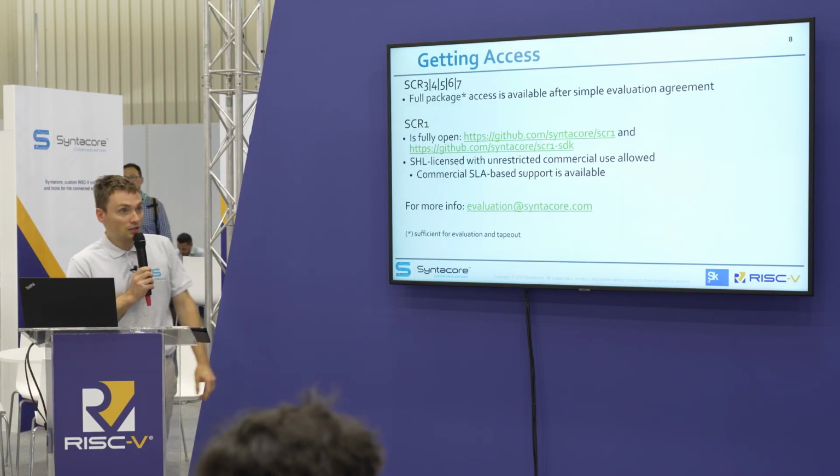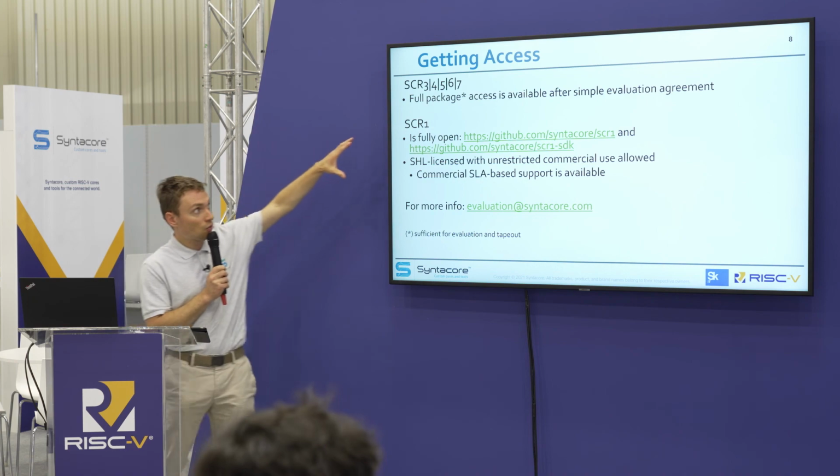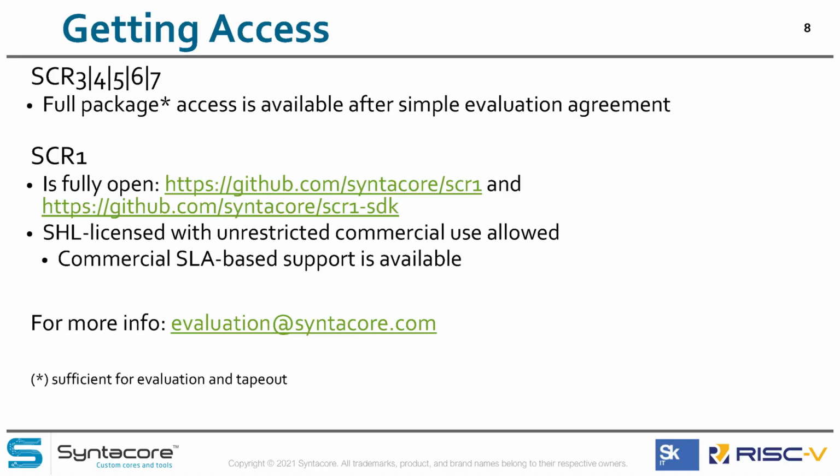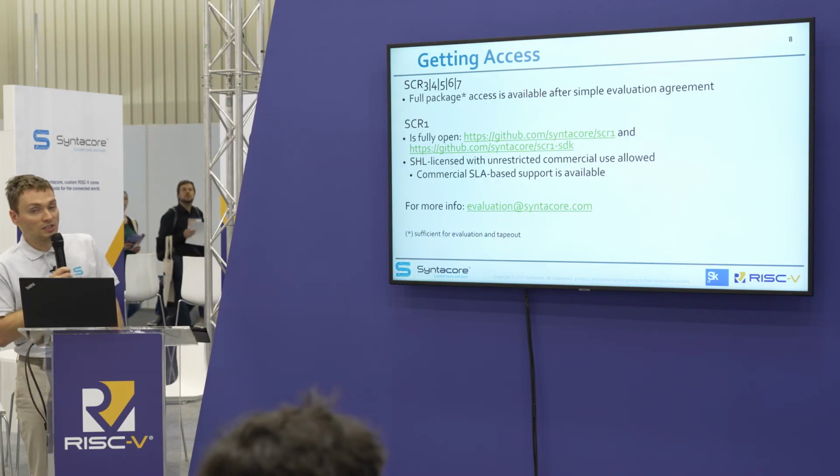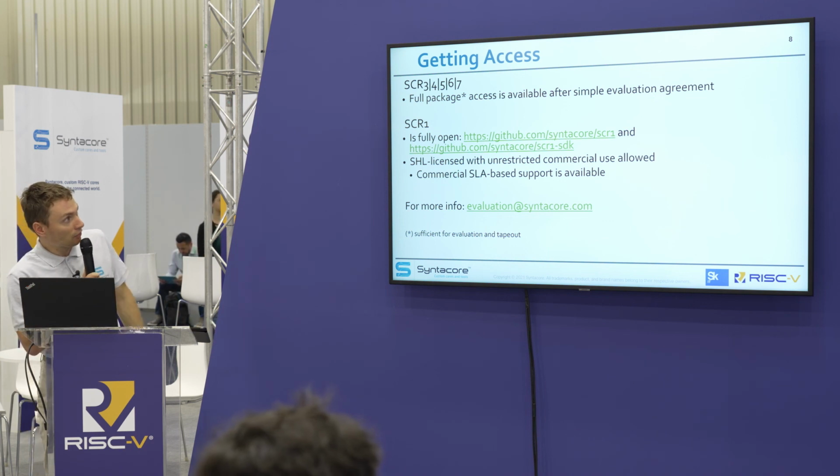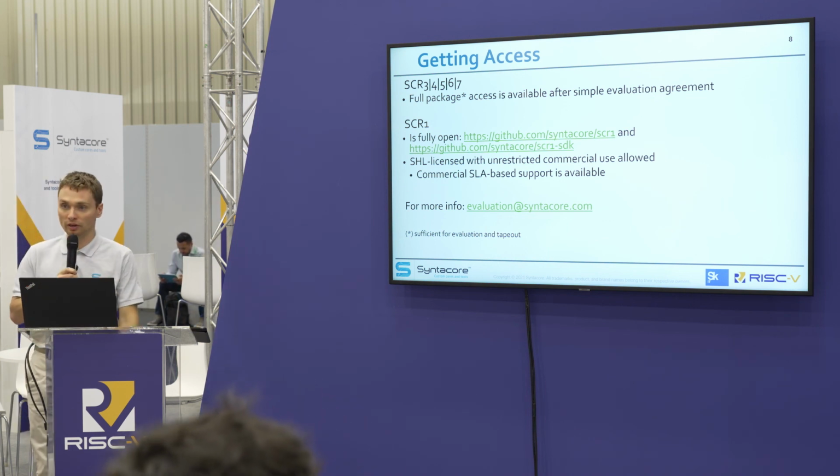If you want to get access to our IPs, know that SCR1, our first CPU, is fully open. You can download it directly from GitHub, and you also have access to the SDK. So again, you can seamlessly use this platform. For SCR3 to 7, the full package is available after a simple evaluation agreement.